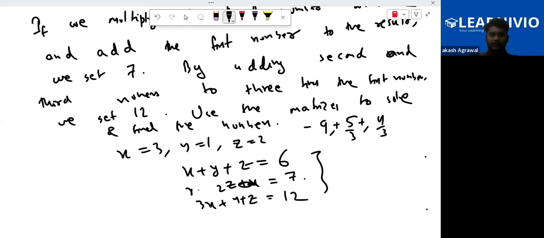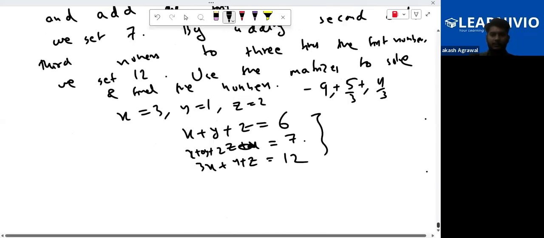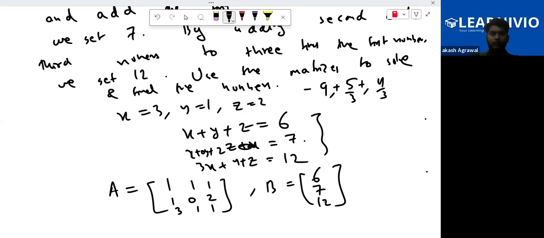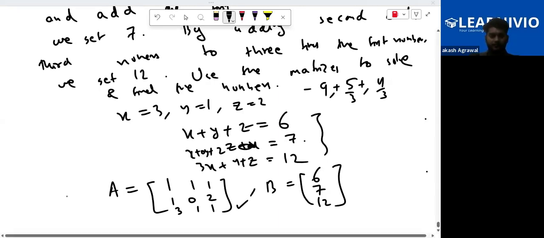So let's write this in the standard form. Let me write the matrices also. A matrix here, the coefficient matrix, is 1, 1, 1; 1, 0, 2; 3, 1, 1. And B matrix is 6, 7, and 12. All you have to do is find A inverse and you will get the answer.